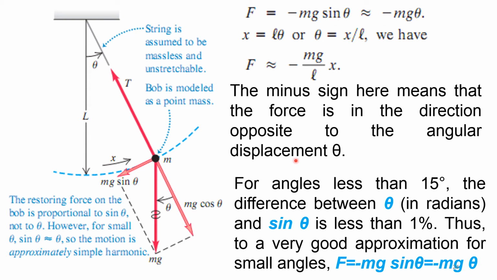Then for very small angles, sin theta is equal to theta, because these angles are expressed in radians, not in degrees. It means angles less than 15 degrees. Then sin theta is approximately equal to theta. It's the reason why the force equals mg theta. And this x is equal to L theta. Sin theta would be equal to the opposite side, x, divided by the hypotenuse. The hypotenuse is equal to the length L. Then x is equal to L theta. Then theta equals x over L. So we have this force acting on this bob equal to mgx over L.